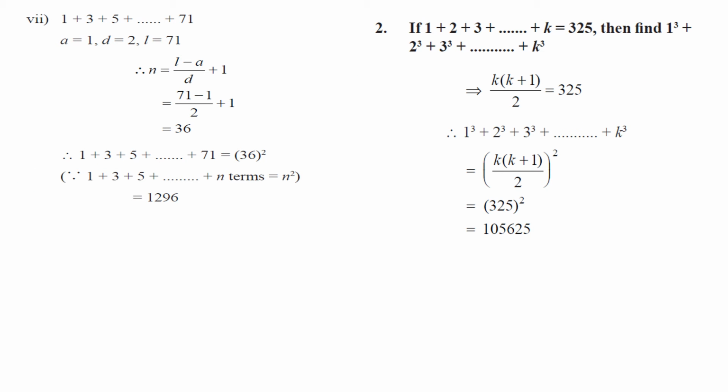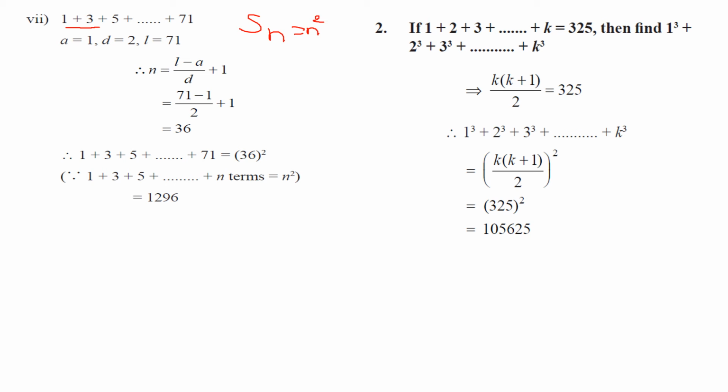Seventh sum. 1 plus 3 plus 5 up to 70. Here you notice this 1 plus 2 plus 3 etc. up to n, we use the formula n into n plus 1 by 2. But here odd term is given. So what we can do means, we use this formula sum of first n odd natural numbers, we can use formula Sn equal to n square.